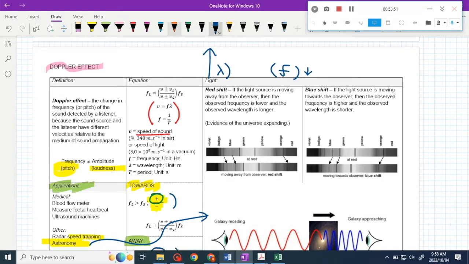Red light has a large wavelength. It has a small frequency. Blue light has a small wavelength. It has a large frequency. That is the relationship between wavelength and frequency. And in multiple choice questions, in long Doppler effect questions, make sure you identify what they are asking you about.